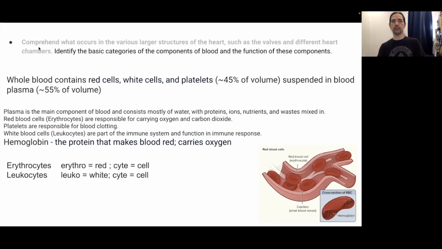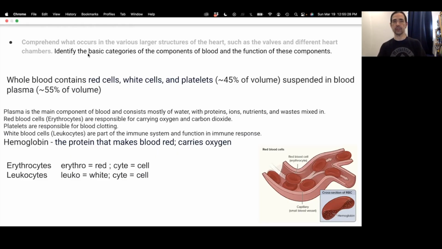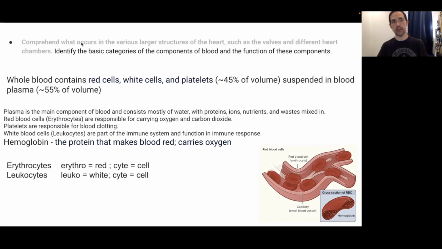Next, the final learning objective or study point for today is to comprehend what occurs in the larger structures of the heart, such as the valves and the different heart chambers. Now we have to identify the basic categories of the components of blood and the function of these components. This is poorly worded. What does that mean? Categories of the components. So we have to learn the different parts of the blood. There are 5 parts of the blood.